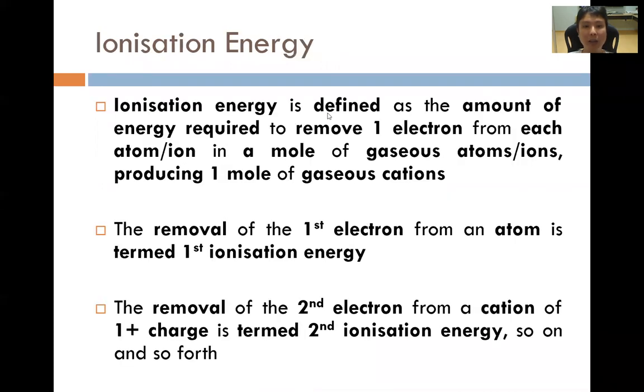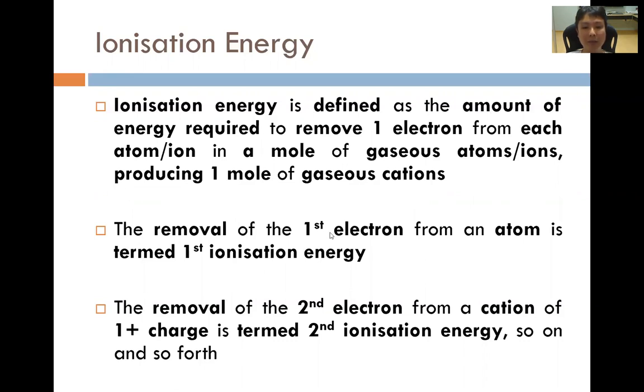We define ionization energy as the amount of energy required to remove one electron from each atom or ion in a mole of gaseous atoms or ions, producing 1 mole of gaseous cations. This is a pretty handful of words, and everything will become clearer when we use the chemical equation to define this ionization energy in the next slide.